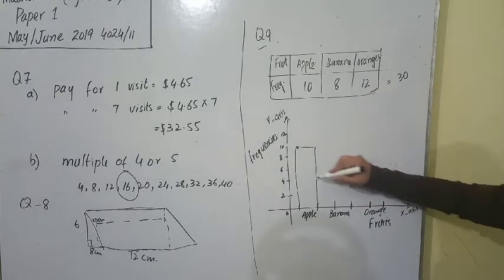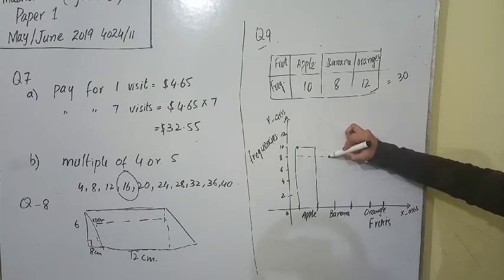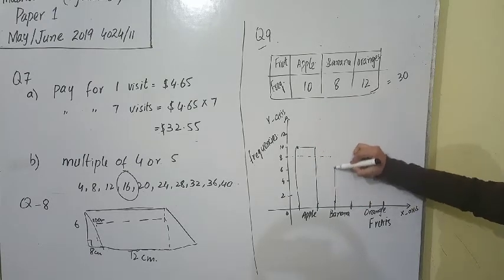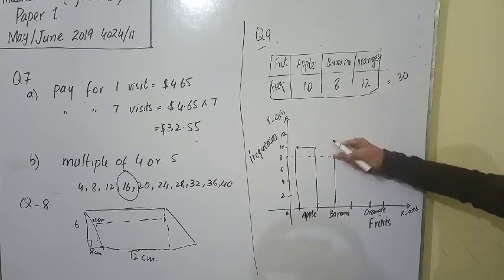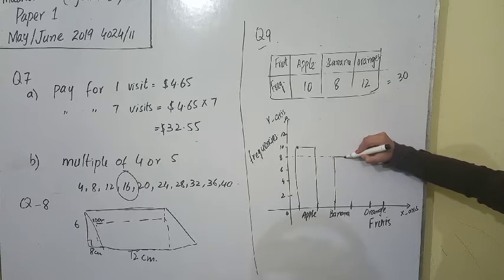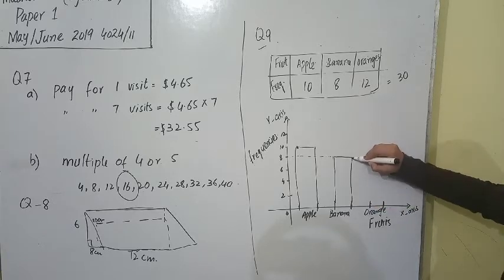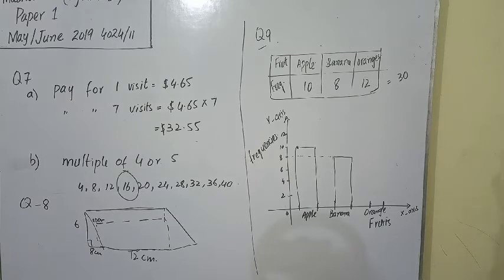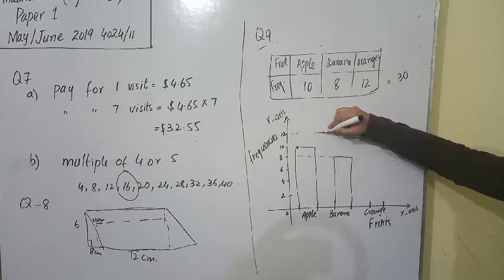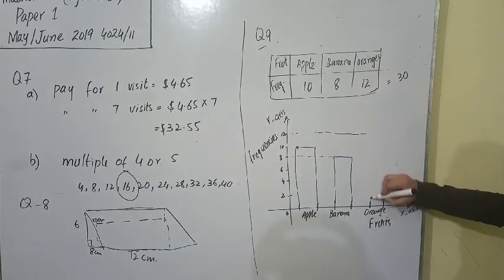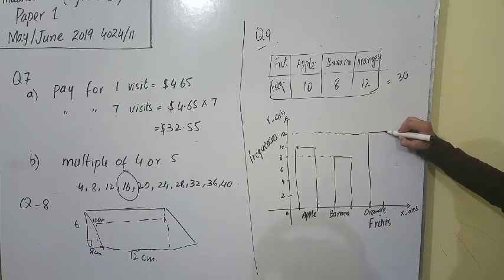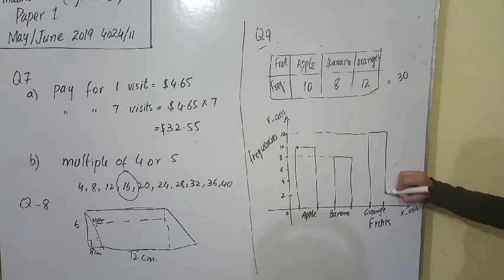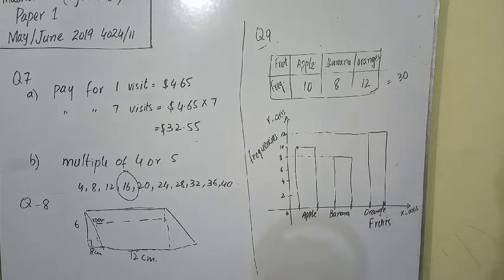So bananas are 8. I'm going to draw the line for bananas that are 8 in number. Okay, and after that I will draw the bar for oranges that are 12 in number. I have drawn it roughly, but you have to use a scale while drawing this picture. Okay, now come towards B part of this question.